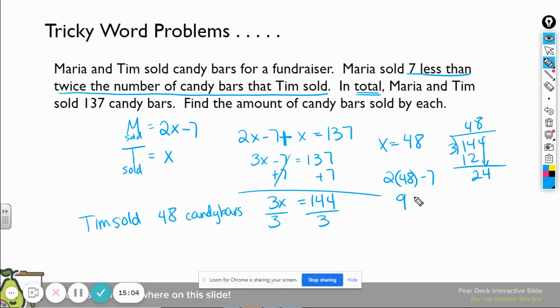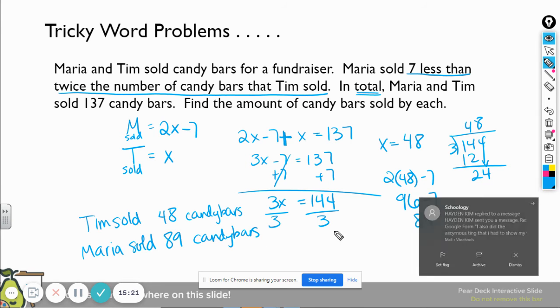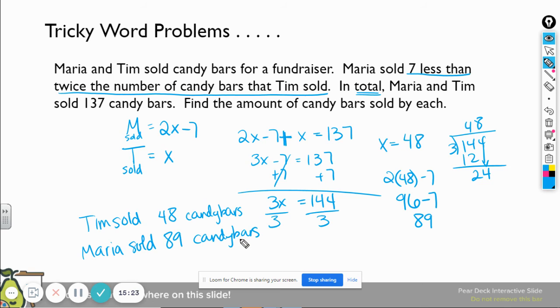96 minus 7 gives us 89. Okay, so Maria sold 89 candy bars. And you can look back here and say, hey, does this even make sense? Let's go look up here. Who was supposed to have sold more anyway? Maria sold 7 less than twice the number that Tim sold.